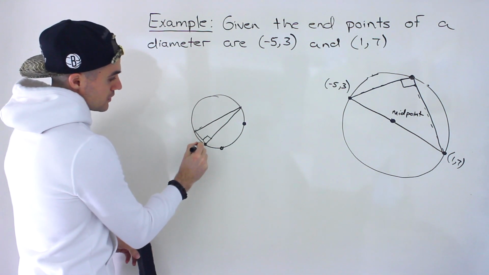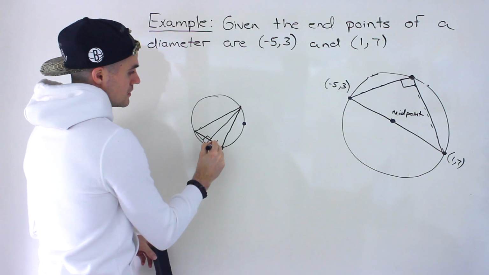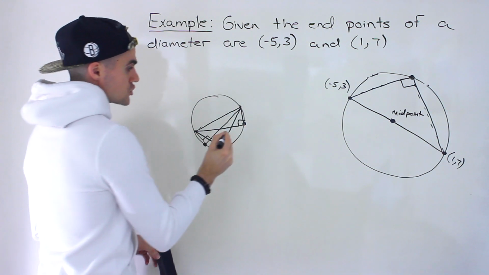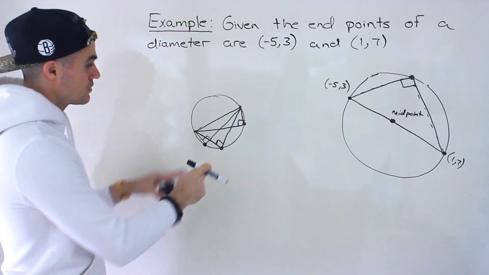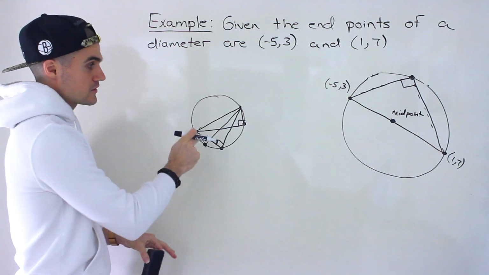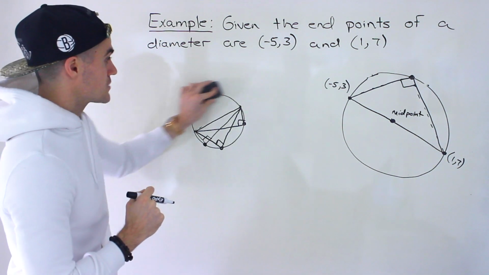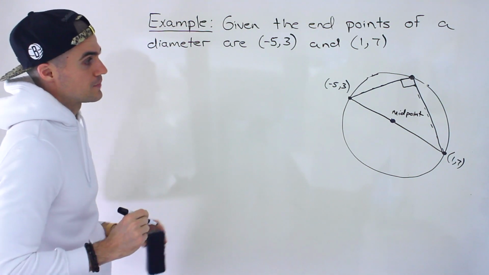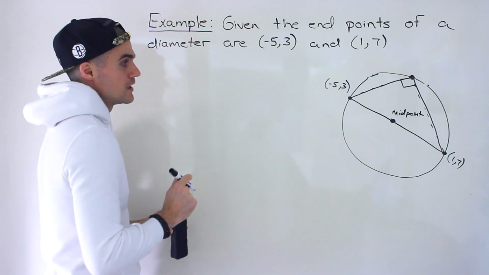So if we create a triangle with this point, or with this point, the triangle that's always created with any diameter of the circle and then any point on the circle is always going to be a right triangle. That's what the theorem states, and that's what we are going to confirm with this specific circle, right? So that's a brief overview of what we're going to do visually.